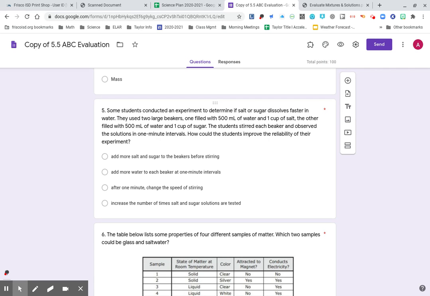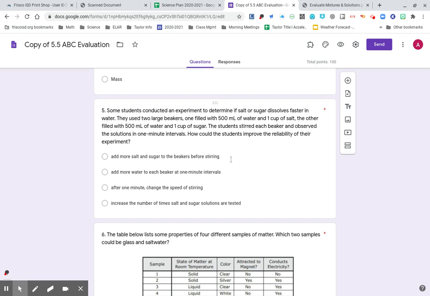Number 5. Some students conducted an experiment to determine if salt or sugar dissolves faster in water. They used 2 large beakers, one filled with 500 milliliters of water and 1 cup of salt, the other filled with 500 milliliters of water and 1 cup of sugar. The students stirred each beaker and observed the solutions in 1-minute intervals. How could the students improve the reliability of their experiment?